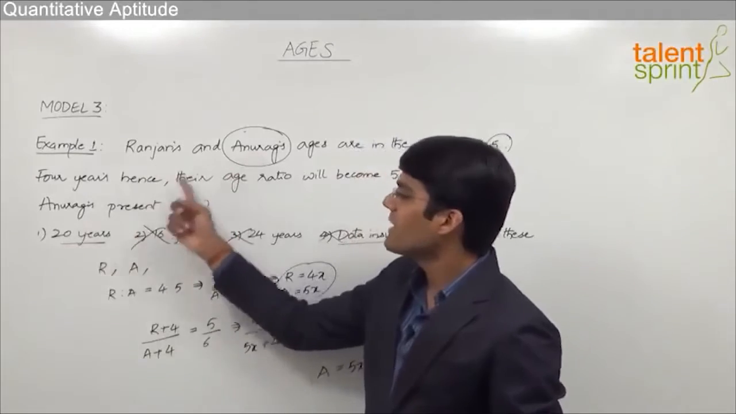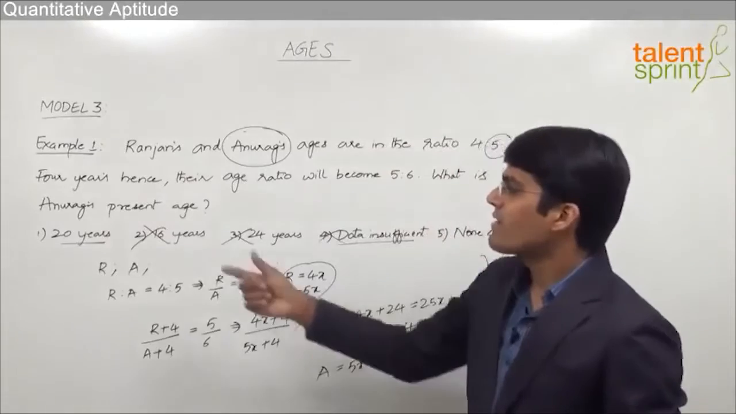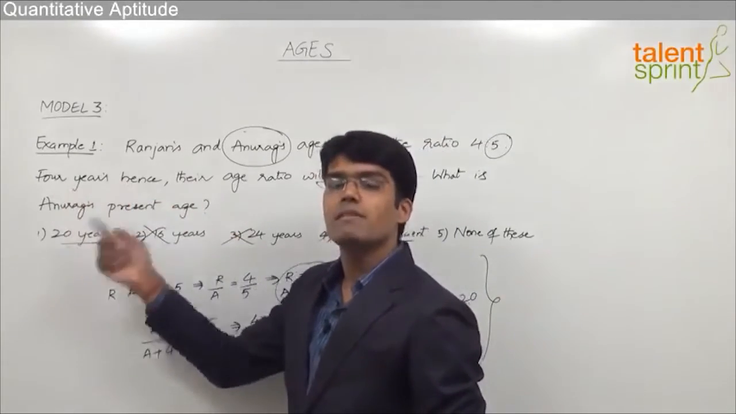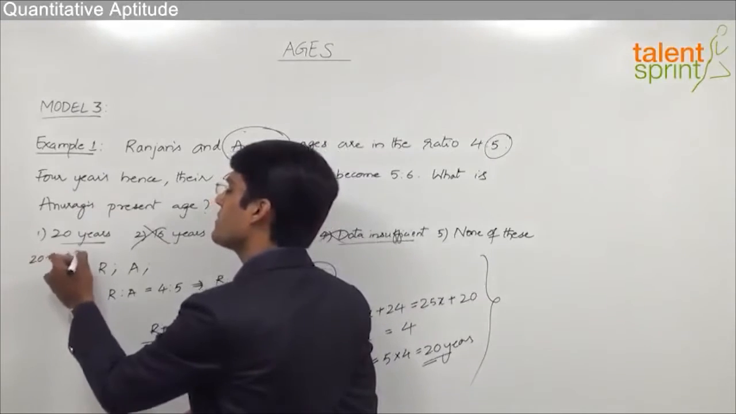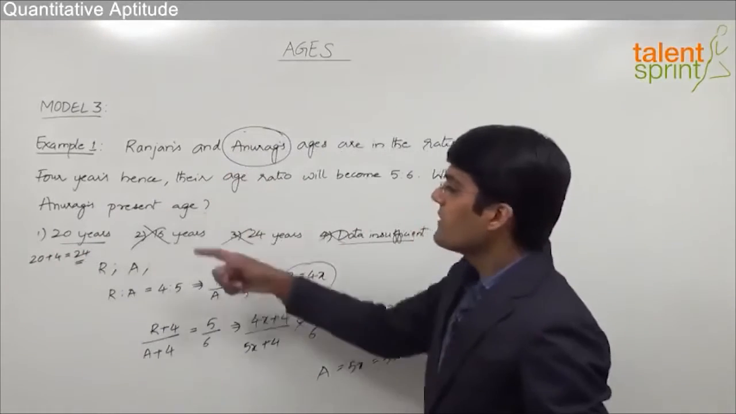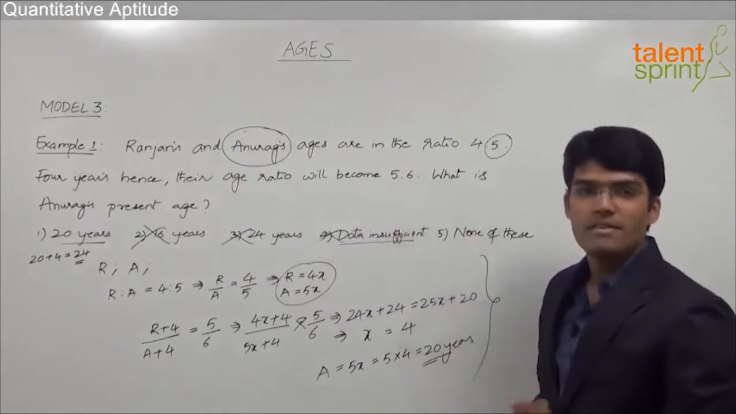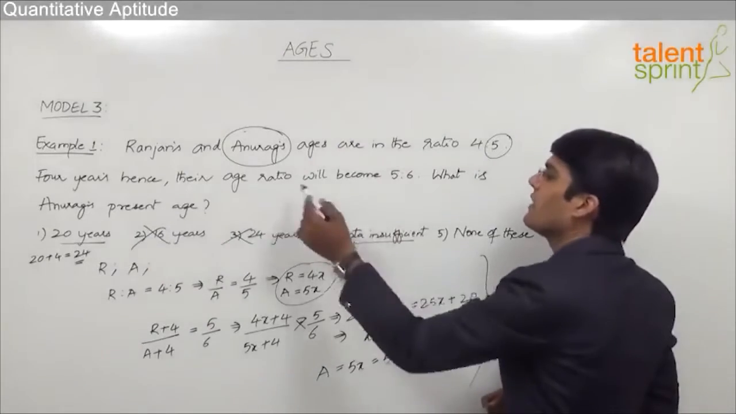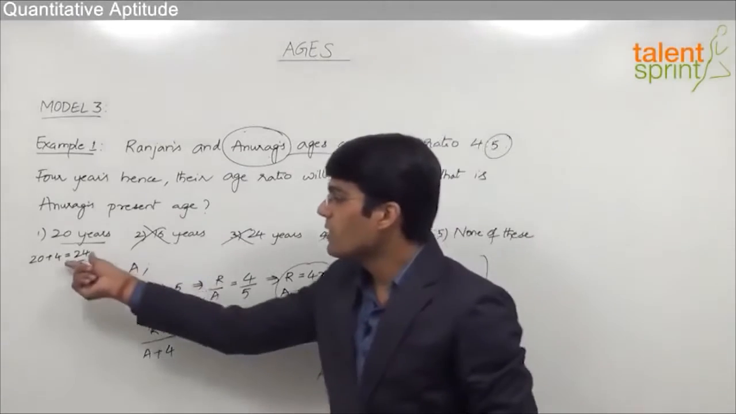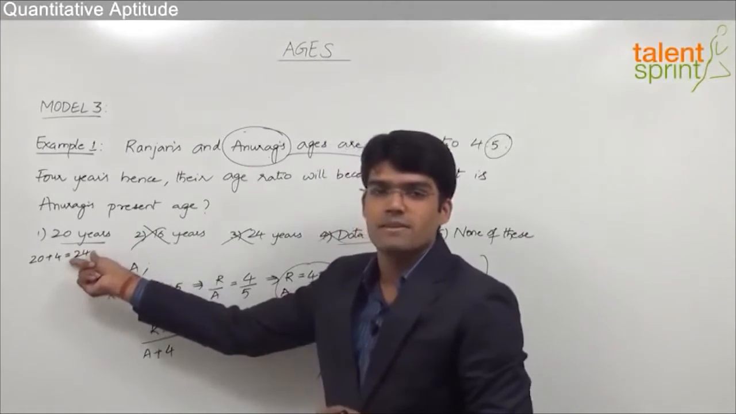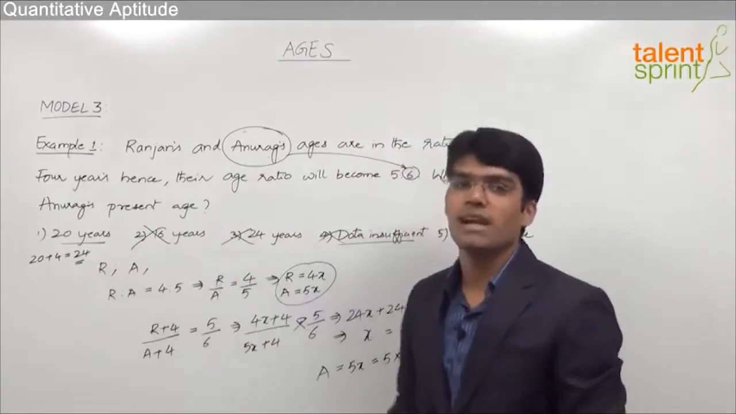That is, Anurag's present age is 20 years. Now, if Anurag's present age is 20 years, 4 years hence, his age will be 20 plus 4, 24 years. Now, if you look at the ratio, 4 years hence, their age ratio will become 5:6. That means after 4 years, Anurag's age should be a multiple of 6. And 24 here, that is nothing but Anurag's age after 4 years, is a multiple of 6. So this option satisfies both the conditions.